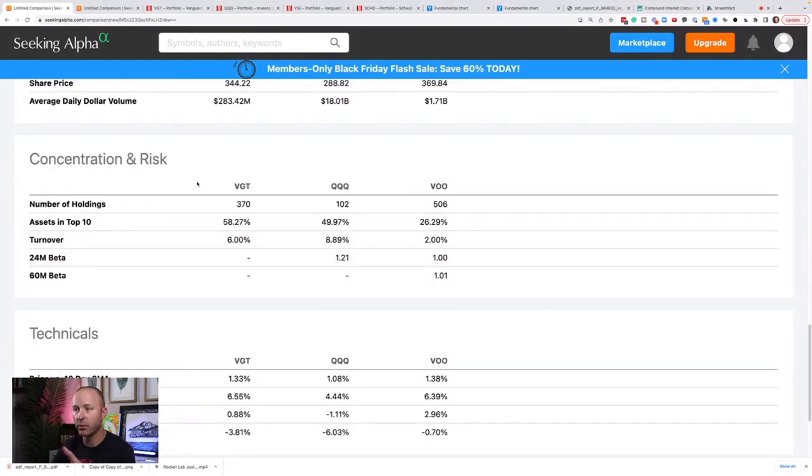Okay, and this is where we really start to see some differences in how these portfolios are managed. These are both tech-based portfolios, right? VGT has 370 holdings, but 58% of them are concentrated in the top 10. QQQ only has 102 holdings, but 49% are in the top 10. And VOO has 506, and then 26% are in the top 10.